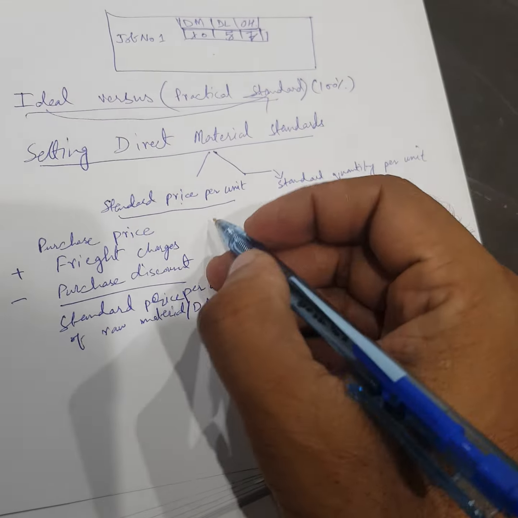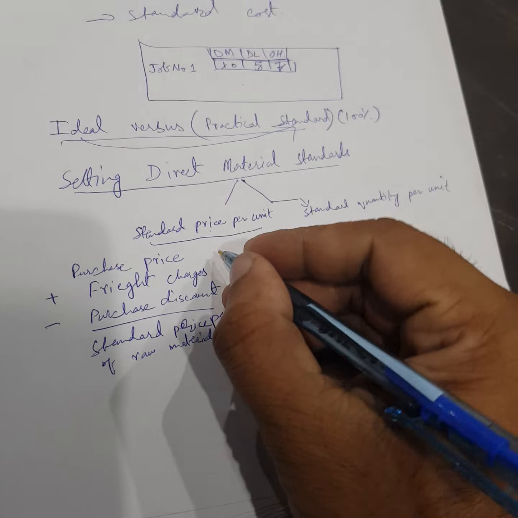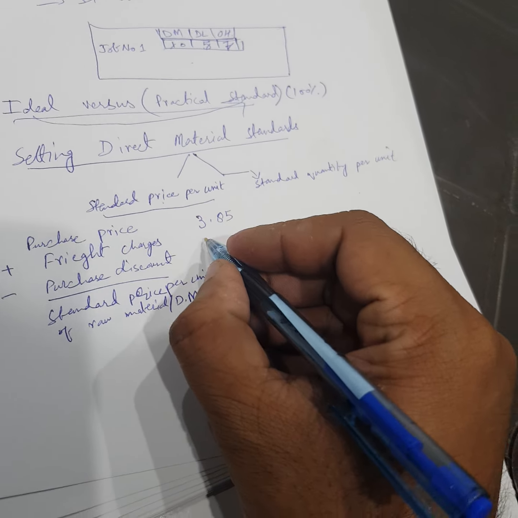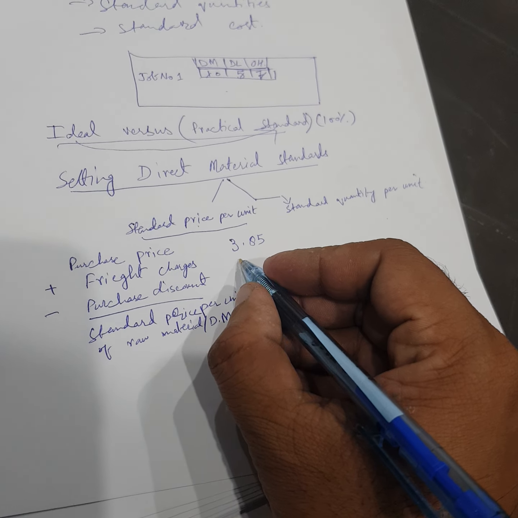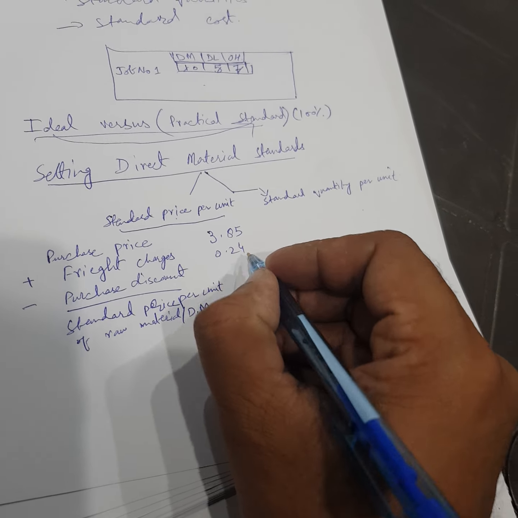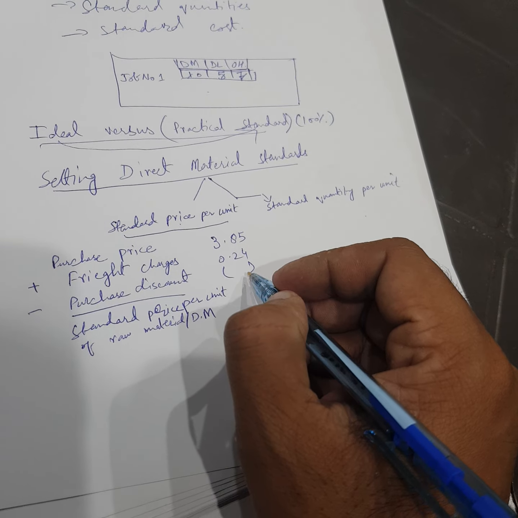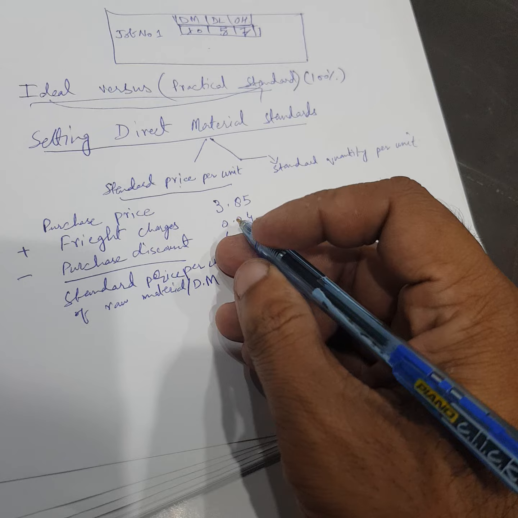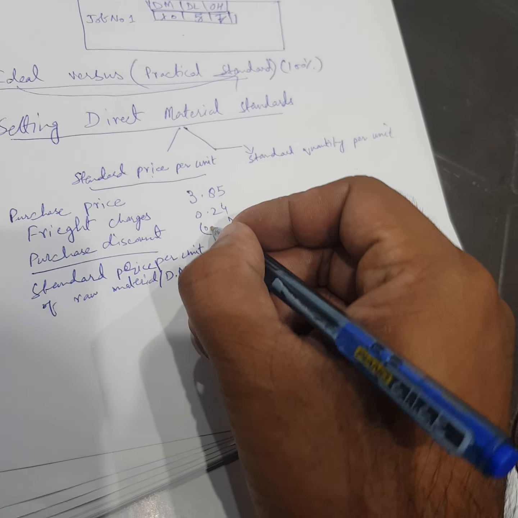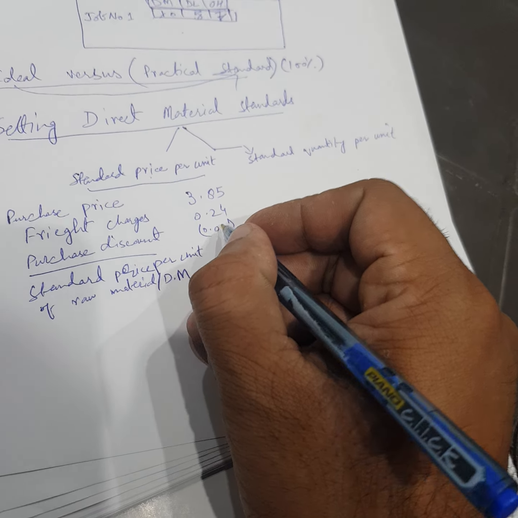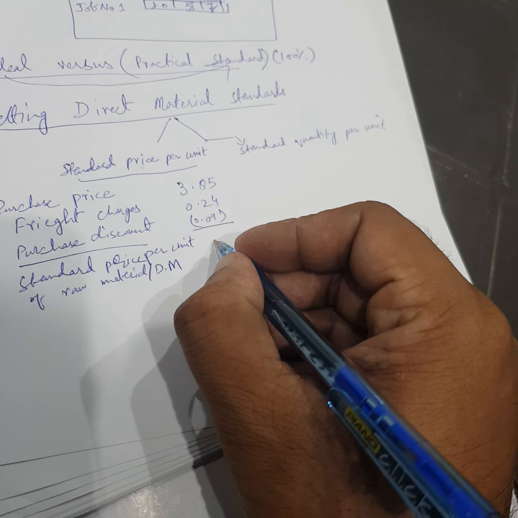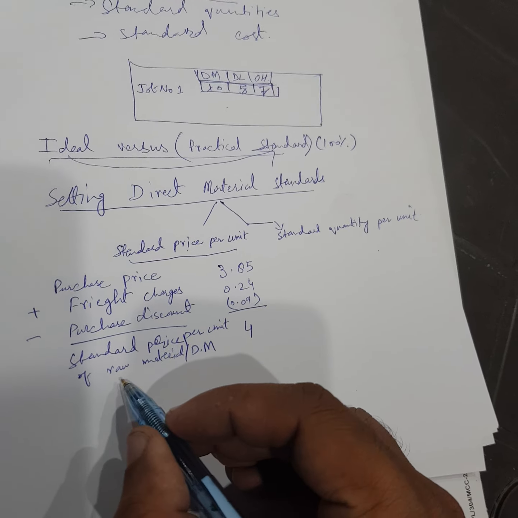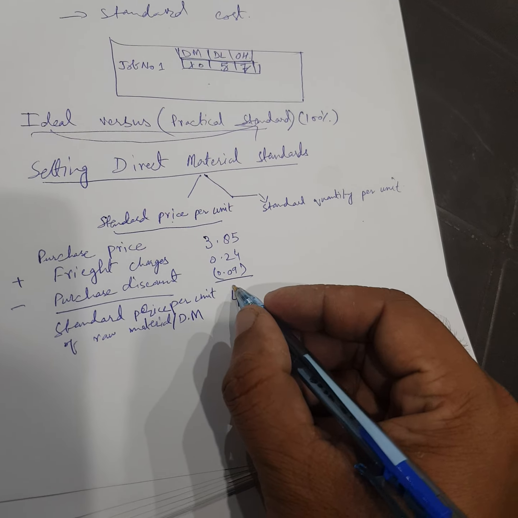If I say for per unit of raw material the purchase price is 3.85, the freight charges per unit of raw material is 0.24, and the purchase discount per unit of direct material is 0.09, then by calculating this, our standard price per unit of direct material is 4 rupees.